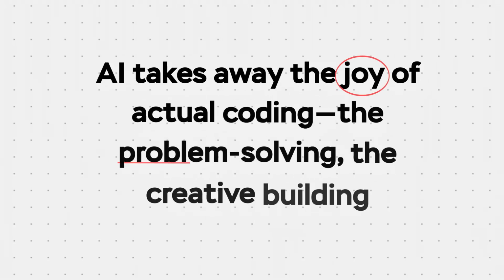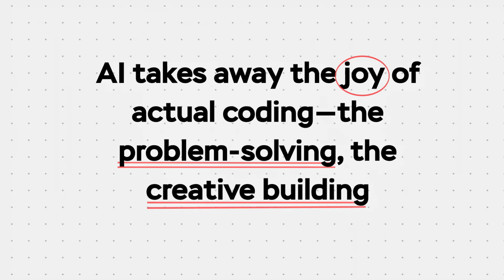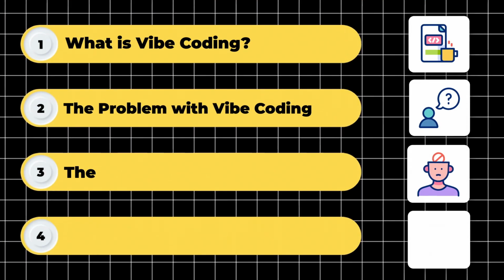It's all messy because if you ask any software engineer, he will tell you that fixing bugs is the least favorite part of a software engineer's job. In this case, AI has taken away all the joy of coding, the problem solving, the creative building, and all we are left with is this messy code, and it's not fun anymore. But that is not where it ends. Continue with me.